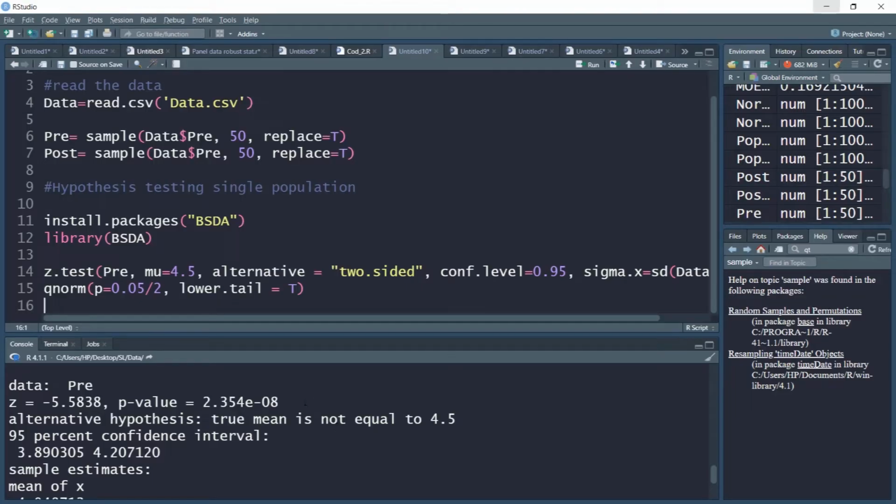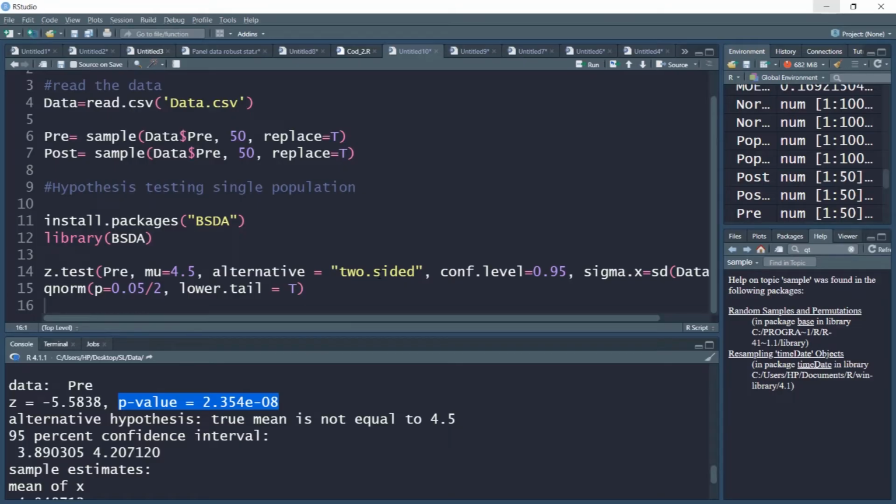This result we could have directly obtained by observing this p-value, which is very small as compared to 2.5%. That means even just by looking at this p-value, which is very significant, we can easily reject the null that our population mean is 4.5.